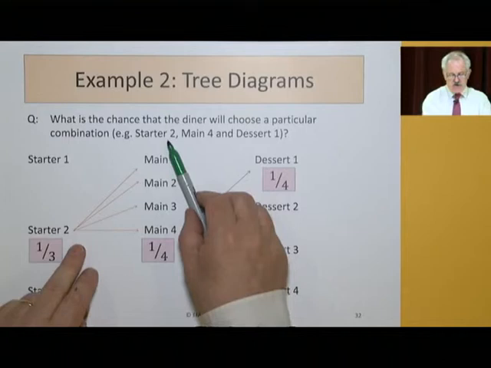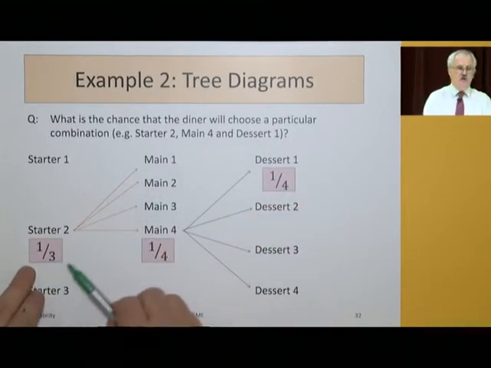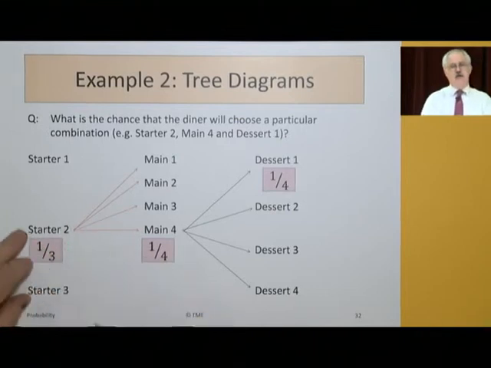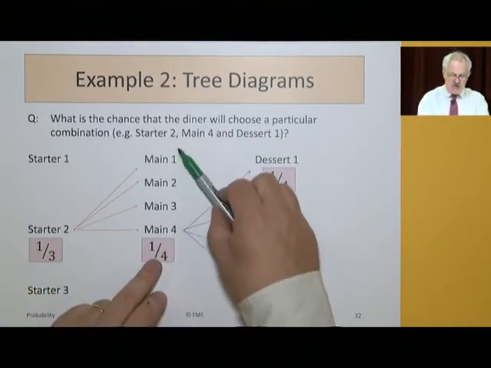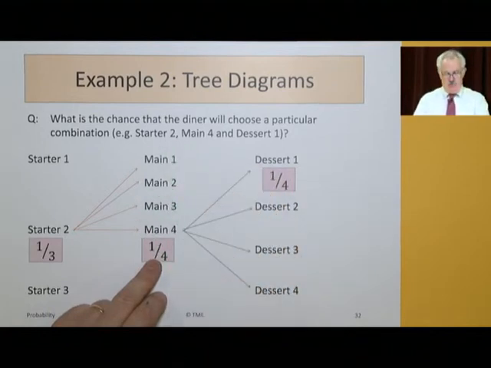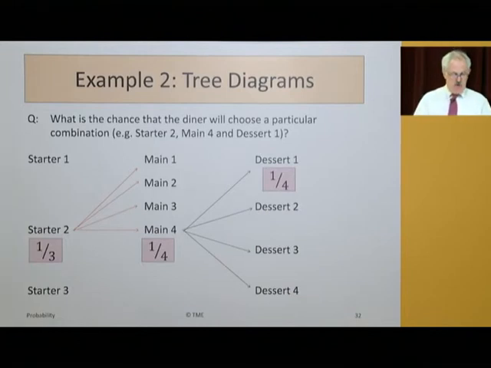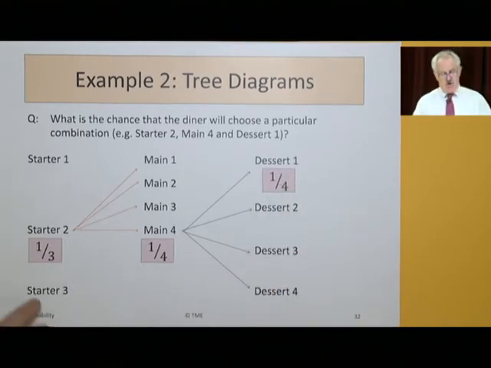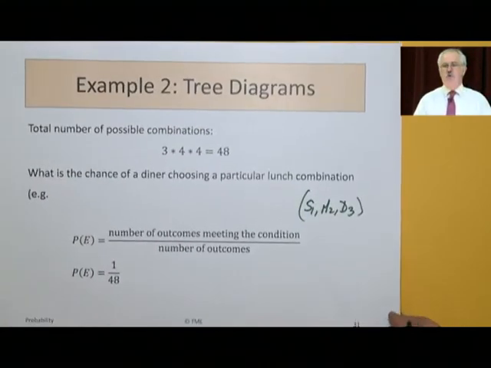So here we've got starter 2, main 4, dessert 1. There's a 1 in 3 chance that the person will pick starter 2. There's a 1 in 4 chance that they'll pick main 4. And there's a 1 in 4 chance that they'll pick dessert 1. A third by a quarter by a quarter. And that turns out to be the 1 over 48.